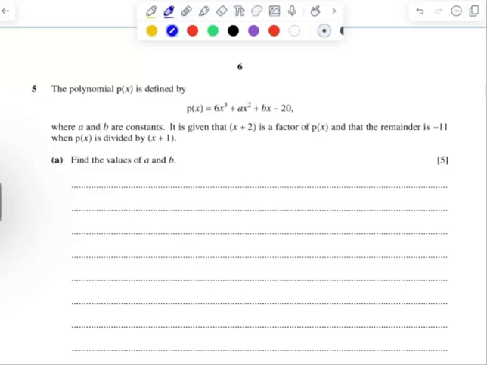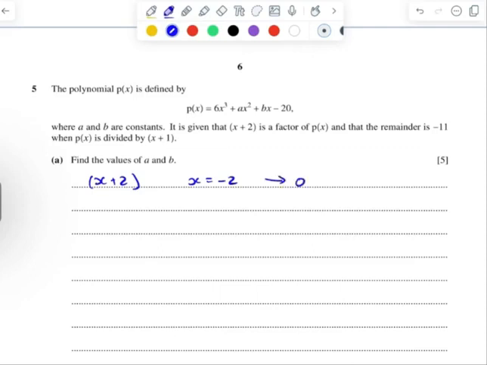So polynomial is defined by that. So we've got a polynomial, but there are a's and b's involved. Okay, a's and b's are constant. It is given that x plus 2 is a factor. So that means if I plug in x is equal to minus 2, my answer should be 0.